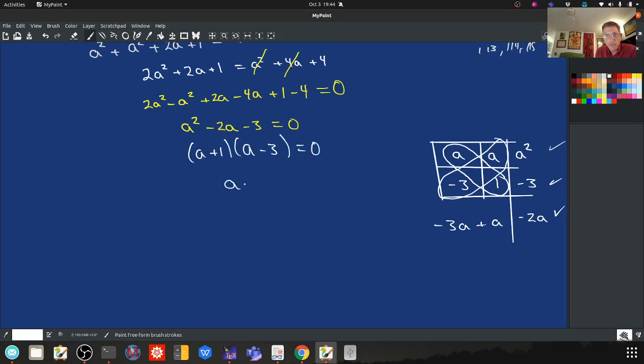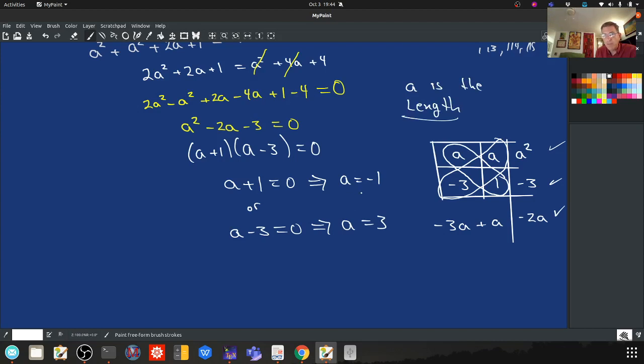So that means a plus 1 is equal to 0, or a minus 3 is equal to 0. This implies a is equal to minus 1, and this implies a is equal to 3. Now here's the thing. Our a is the length of something, and we don't have an interpretation for negative length. So we throw out that answer and we say a is equal to 3.